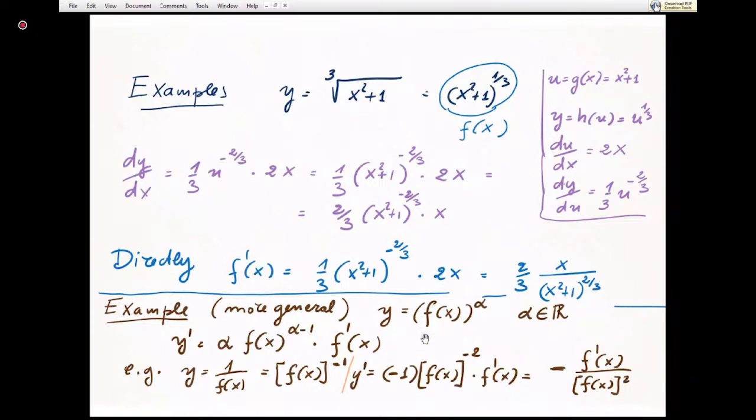There are some very important particular cases. One is 1 over f of x, which is the reciprocal of a function. And the reciprocal of a function can be regarded as a power function with exponent minus 1, alpha is equal to minus 1. So y prime, which is another short notation for the derivative, is minus 1 times f of x to the power of minus 2 times f prime of x, equal to minus f prime of x over f of x squared. That clear?